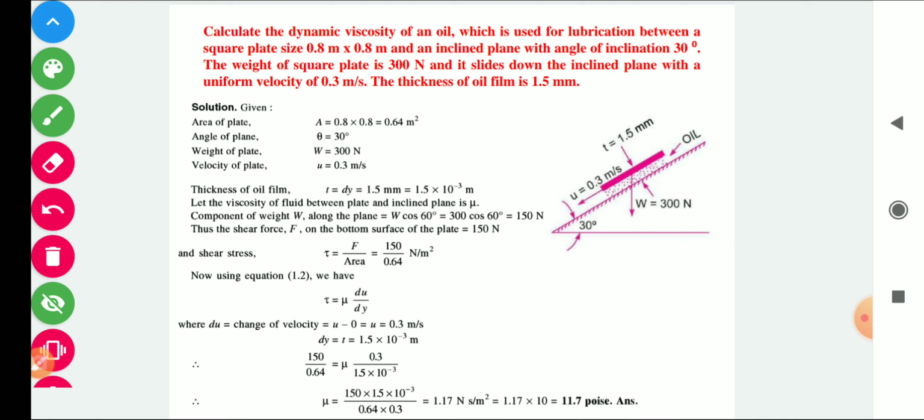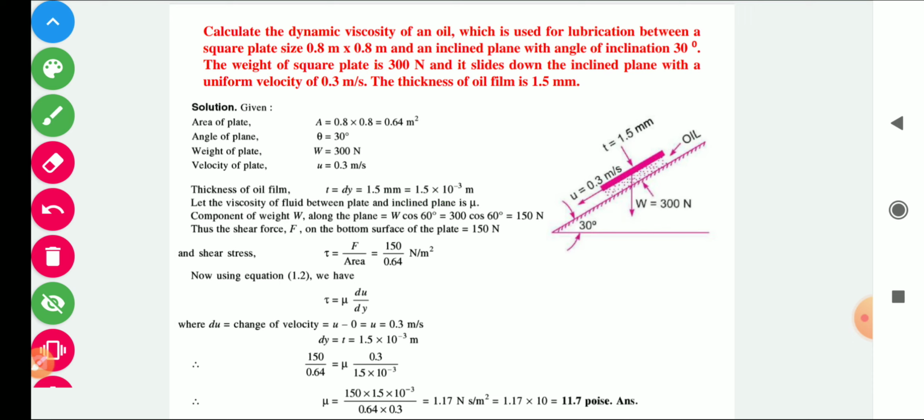Now area of plate, its dimension is given as 0.8 into 0.8, so this area is 0.64 meter square. The angle of plate is 30 degree. The weight of plate is 300 Newton and velocity is 0.3 meter per second. Now thickness of oil film means dy. This is plate and this one is solid surface. So the distance between this plate and the solid surface is 1.5 mm, or we can say 1.5 into 10 to the power minus 3 meter.